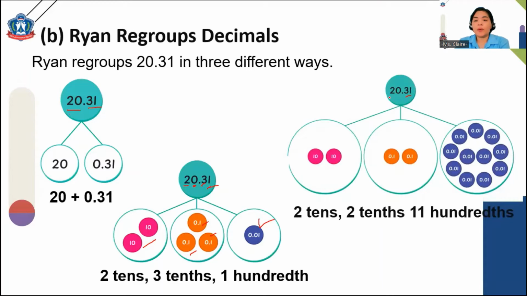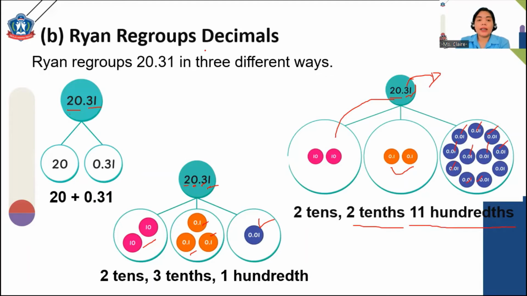Okay, let's start with 20. So we have 2 tens. We don't have ones. So for our tenths here, we will not use 3, but instead, we will only use 2 tenths. So this one. So we still have 1 tenth. 1 tenth will be regrouped into hundredths. 1 tenth is equal to 10 hundredths. So we have 1, 2, 3, 4, 5, 6, 7, 8, 9, 10. So that is 10 hundredths or equal to 1 tenth. Plus, we have 1 here. This is 1 hundredth. So we have 11 hundredths.